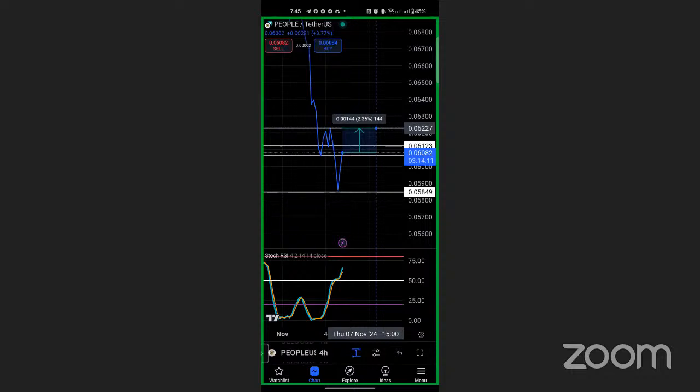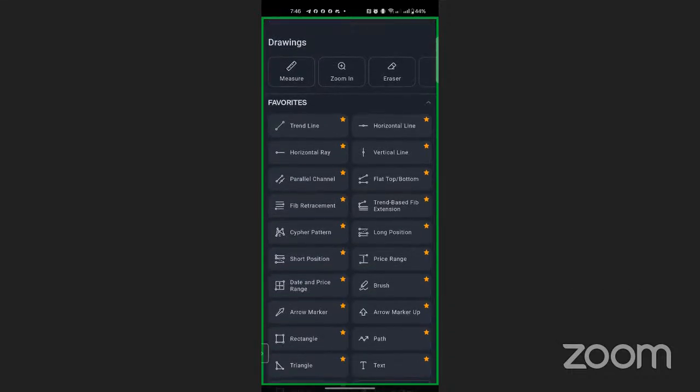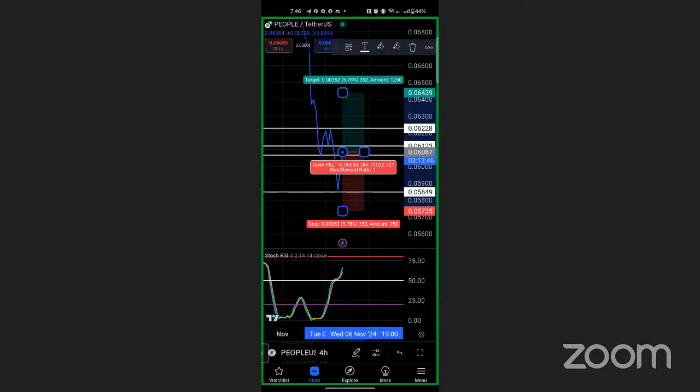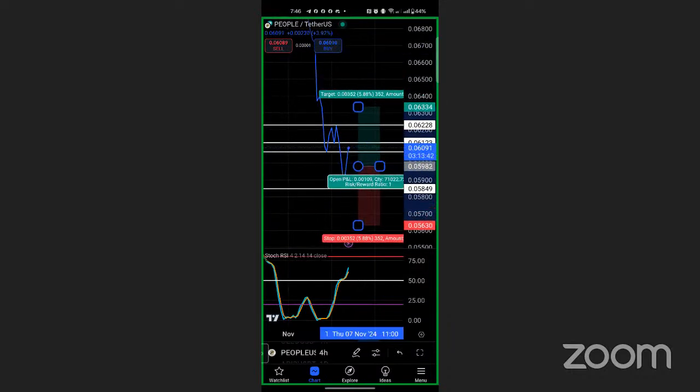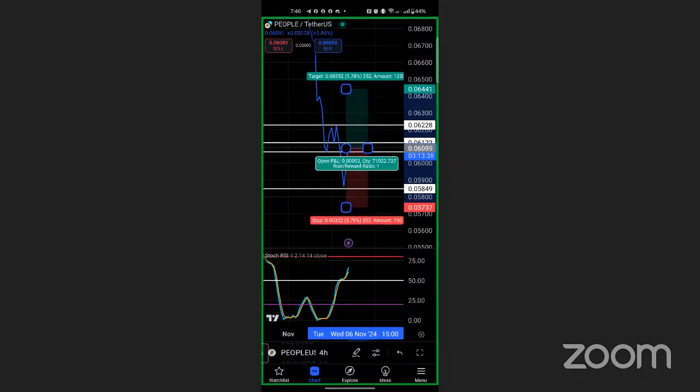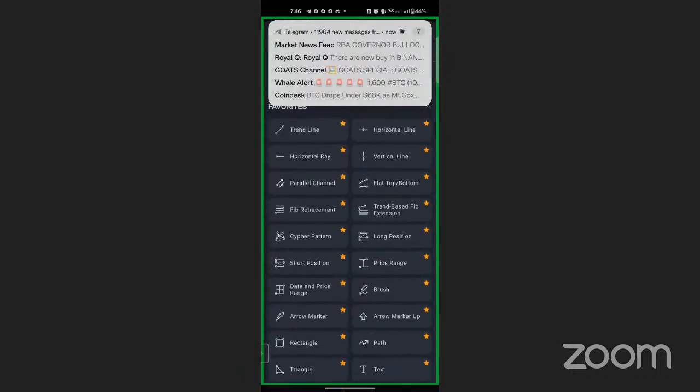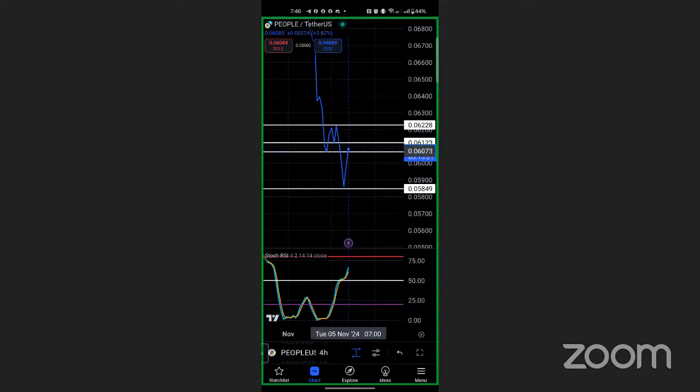Now, let me first talk about measuring before I go to the other side. When you press on your pencil and you want to draw, let me use risk to reward. When we put our dot here, I don't want to cause a lot of confusion. So when I bring my price range at this dot and push it here, this will be my take profit, and this will be my margin call drop.